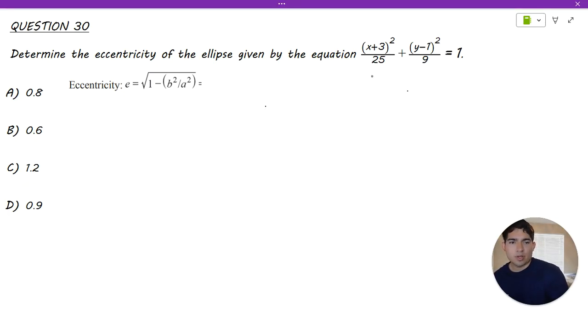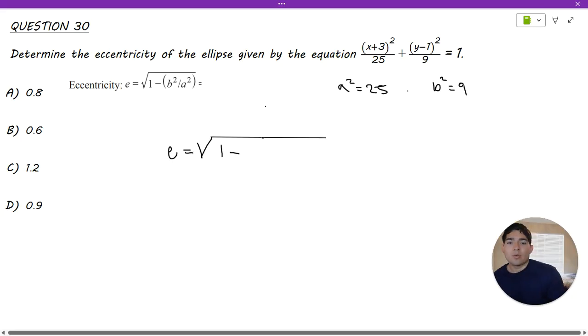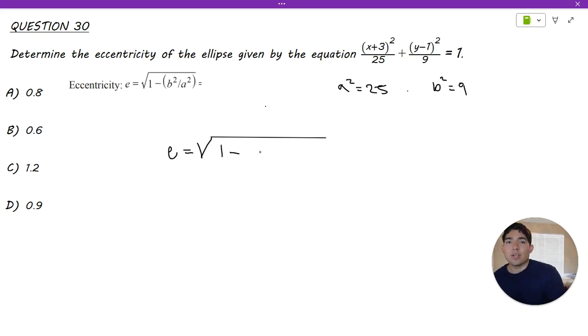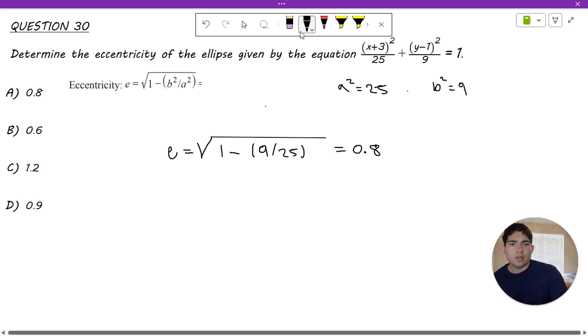We can do that really easily the way we've been doing. So here we see that 25 is the bigger one, so a squared is going to be equal to 25, and then b squared is going to be equal to 9. So now we can just plug into our eccentricity equation. So in this case, 1 minus b squared, which was 9, over a squared, which was 25. Once you put it into the calculator, you're going to get eccentricity is equal to 0.8. So if you take a look at the multiple choice for this one, the answer is going to be A.